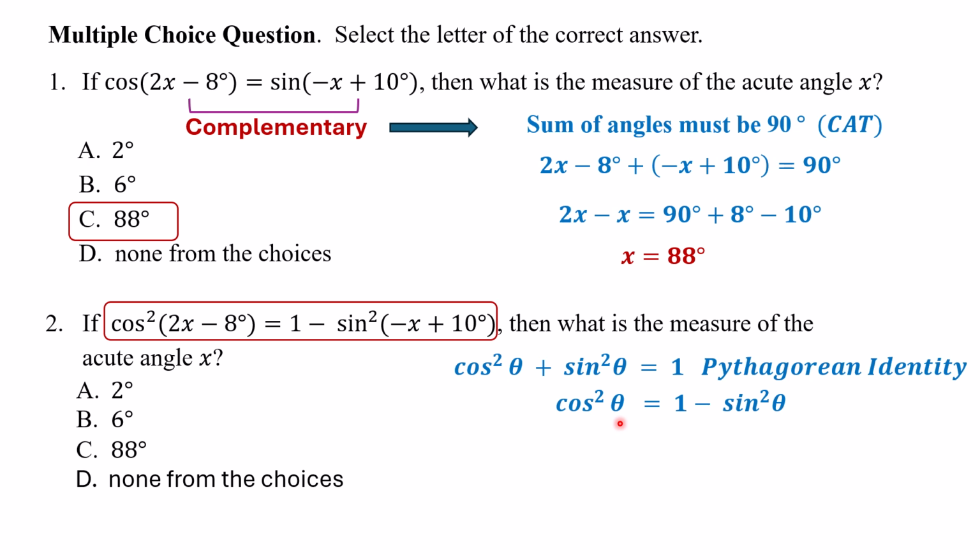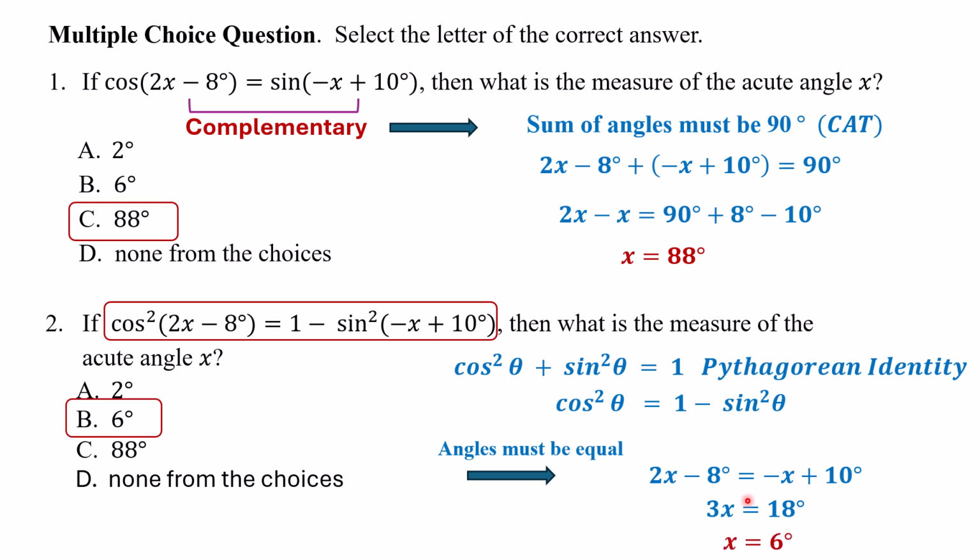And we know that this is an identity if the angles are equal. So what we're going to do is equate the angles. So we will get 2x minus 8 degrees is equal to negative x plus 10 degrees. And then solve for the value of x, combine all the x terms, and combine all the constants. So we will get 3x equal to 18 degrees. And then dividing both sides by 3, we will get x equal to 6 degrees. So the answer is letter B.